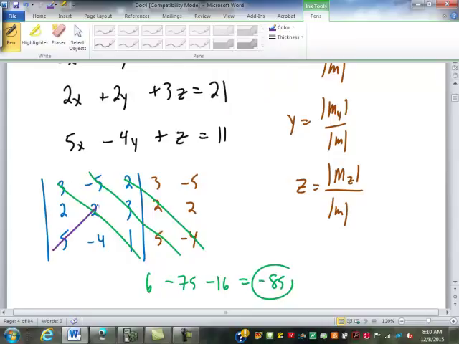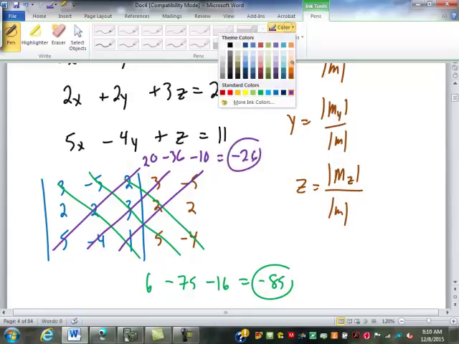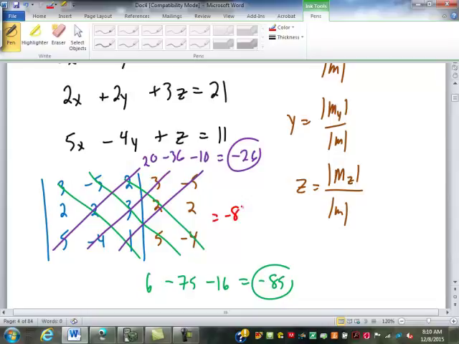Going up: 5, 2, 2 is 20. Negative 4, 3, 3 is negative 36. 1, 2, negative 5 is negative 10, which totals negative 26. Giving us negative 85 minus a negative 26, which is negative 59. That's the base. Is that what you got? Negative 59, yes. I'm sorry, it helps if I can subtract.